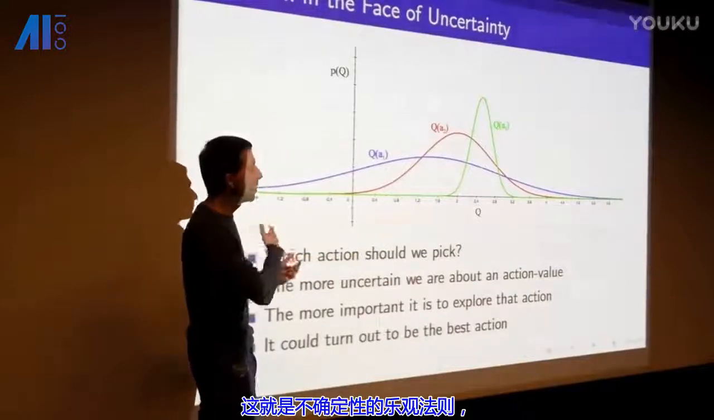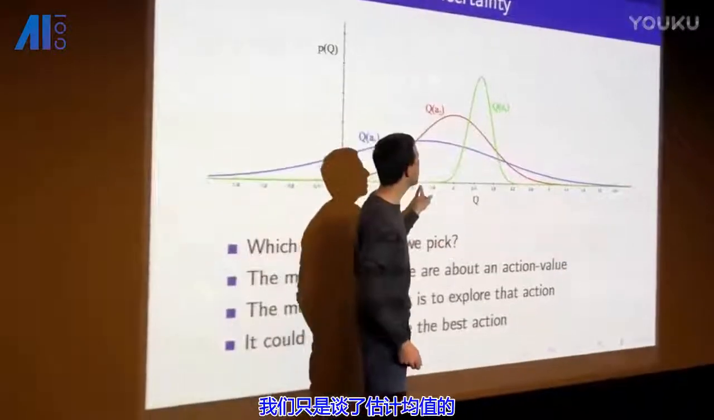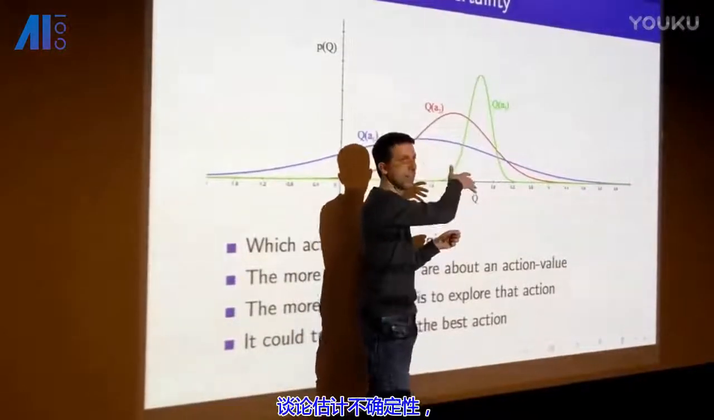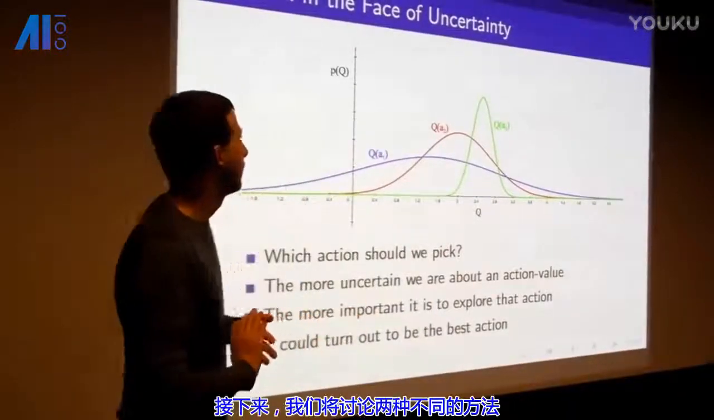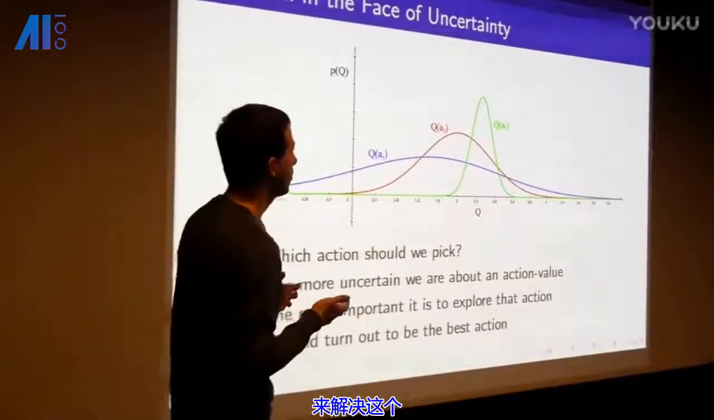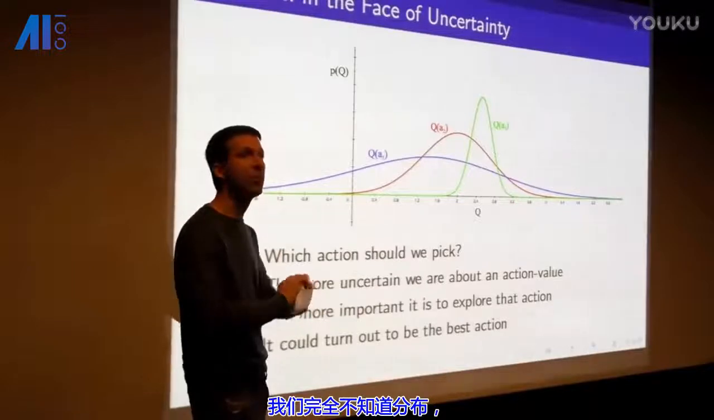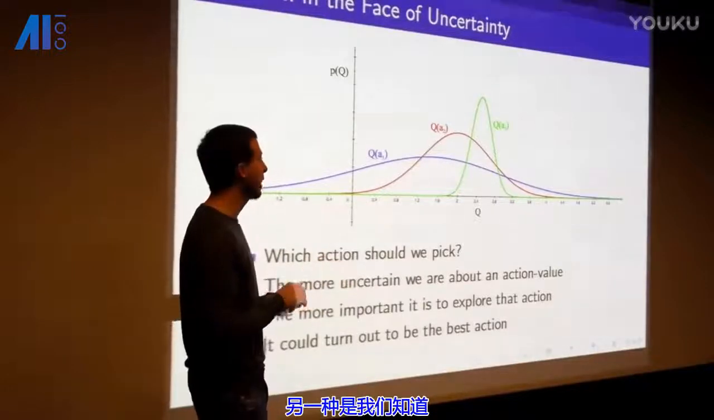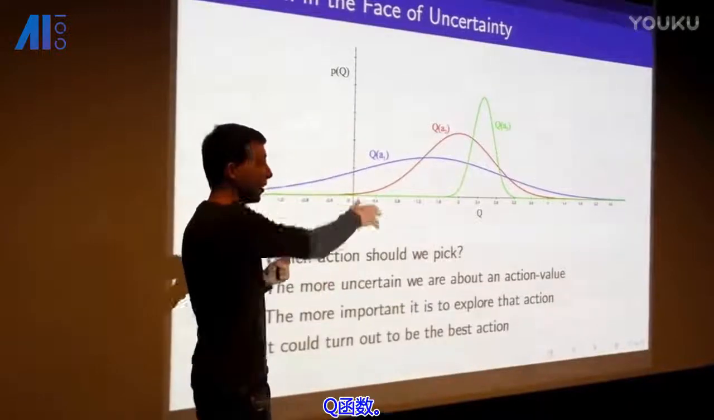And so the difficulty is that so far we've only talked about ways to estimate the mean, we haven't talked about ways to estimate this uncertainty, when we talked about estimating Q values. So we're going to talk about two different approaches now to solving this problem, one of which is frequentist, in which we assume nothing about the distribution, and the second approach is Bayesian, where we assume that someone gives us a prior probability distribution over our Q values.